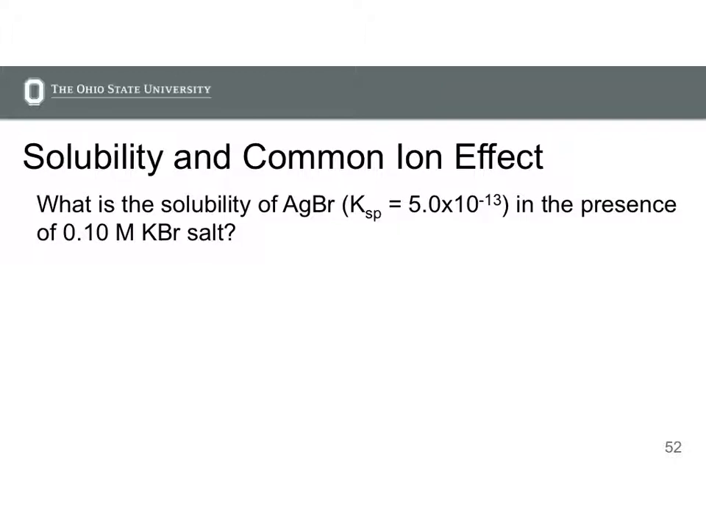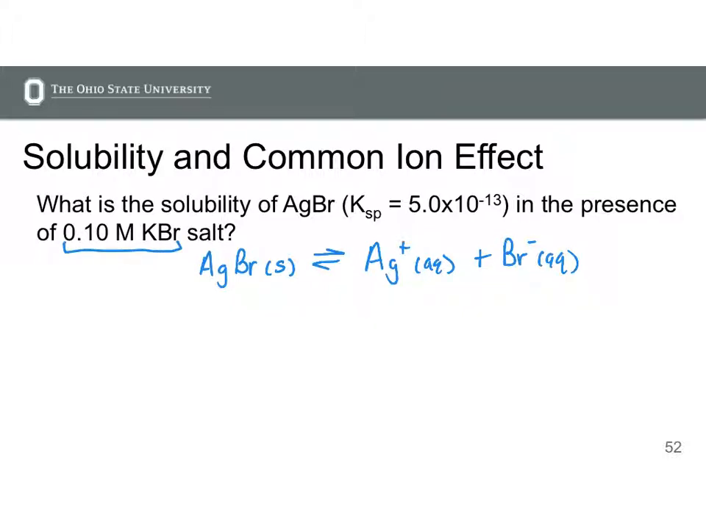If you think about, let's say, the equilibrium for silver bromide, we know it is a slightly soluble salt. It's going to form silver ion and bromide ion when we put it in solution. The KSP value is very small, 5 times 10 to the minus 13. What do you think is going to happen to the solubility if we add 0.1 molar potassium bromide? And here's a good reason to know your solubility rules. You have to recognize that potassium bromide is completely soluble.